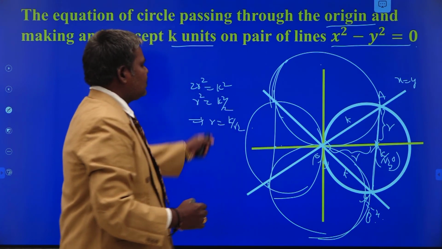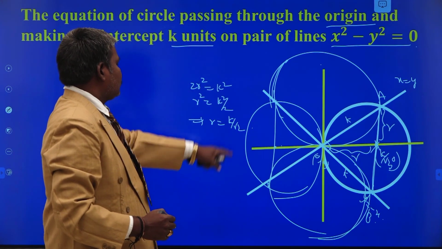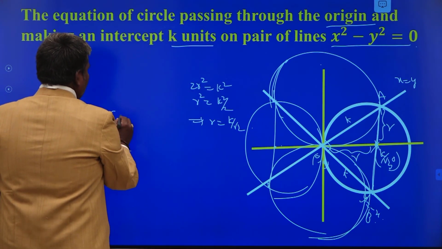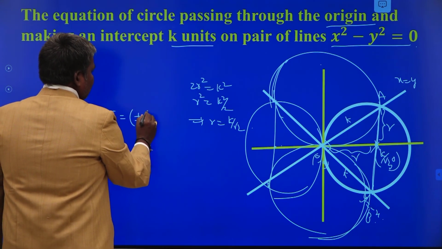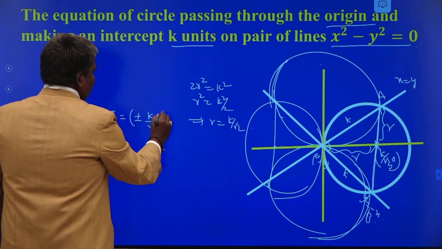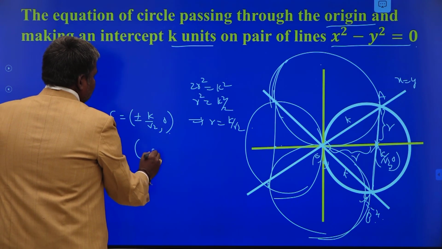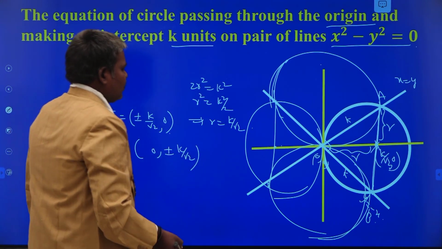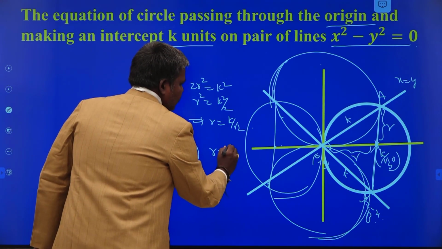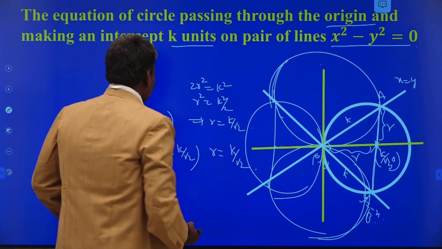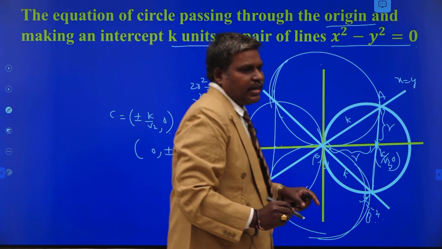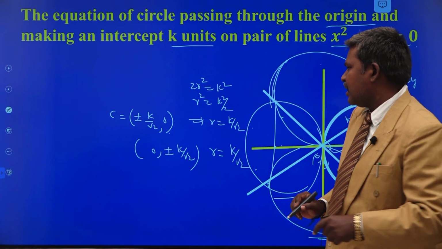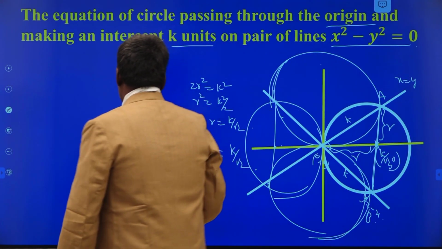There are 4 circles that we obtain in this manner. So the possible centers are plus or minus k by root 2 comma 0 and 0 comma plus or minus k by root 2. The radius is the same, R is equal to k by root 2. So with the help of the center and radius, can you write the equation of the circle or not? You can easily write the equation of the circle.